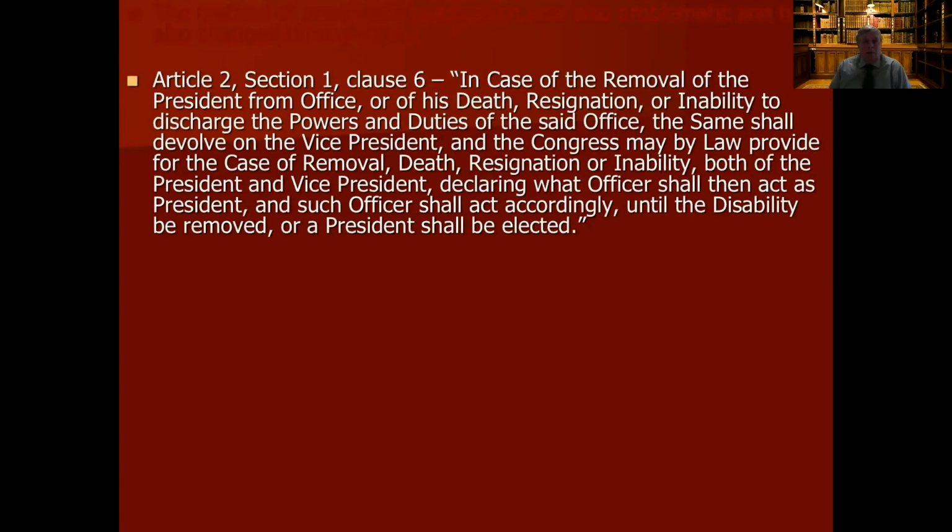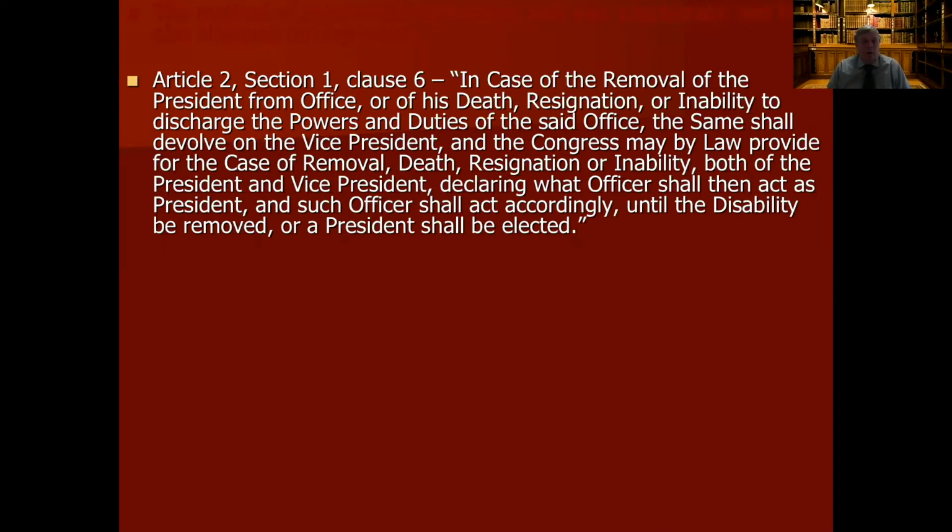Article 2, Section 1, Clause 6 states, in case of the removal of the president from office or of his death, resignation, or inability to discharge the powers and duties of the said office, the same shall devolve on the vice president, and the Congress may by law provide for the case of removal, death, resignation, or inability, both of the president and vice president, declaring what officer shall then act as president, and such officer shall act accordingly until the disability be removed, or a new president shall be elected. The word new I've inserted there for clarity.